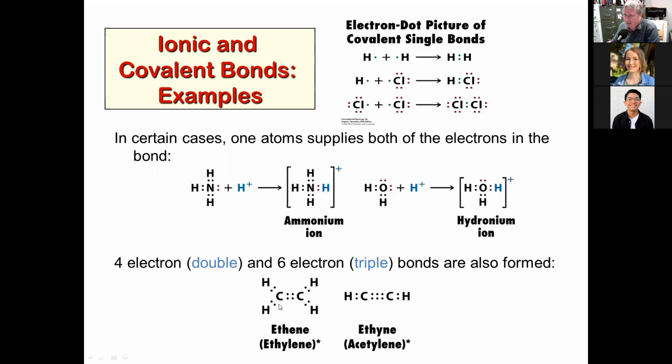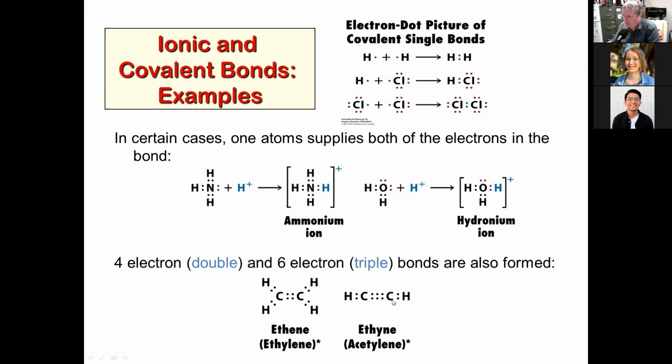This is a carbon double bond carbon. We have 2 atoms and they're double bonded. So there's 4 electrons total. 2 electrons make one bond, 2 electrons make the second bond. This is called ethene. More generally, we call these things alkenes, A-L-K-E-N-E-S. An alkene has a double bond.